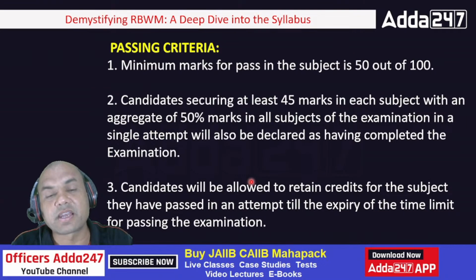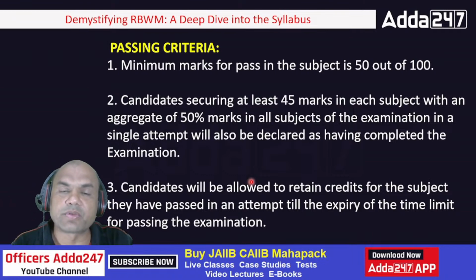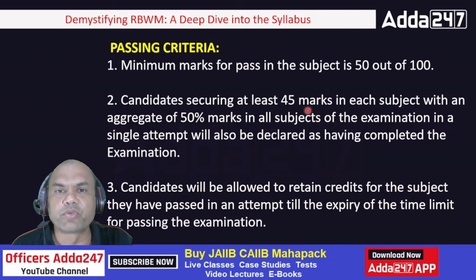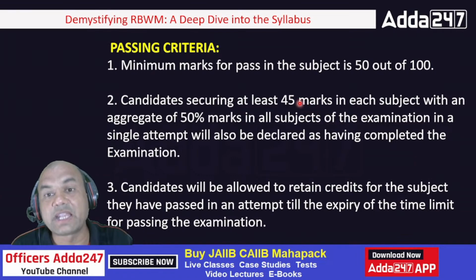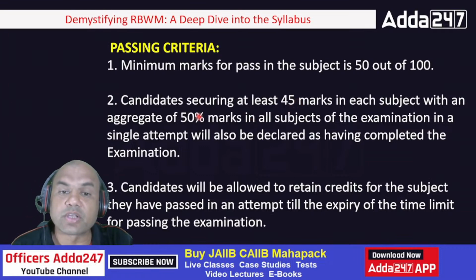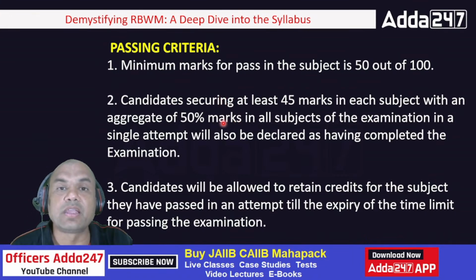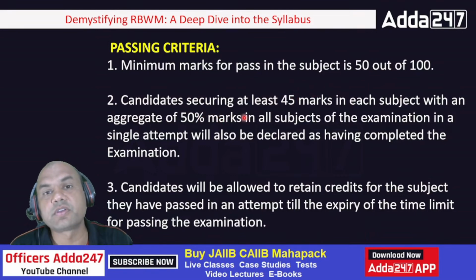What is the minimum passing criteria for the exam? See this, 50 out of 100. Clear and simple, 50 out of 100. So even if you score 45 in one of the subjects, or in 3 subjects out of 4, at least 45, and the average is 50%, because in one subject you will be scoring huge. Let's say in RBWM you score 70, 75, and in the other 3 subjects you score 45. Then you will make up, your average becomes 50. Then also you have cleared.